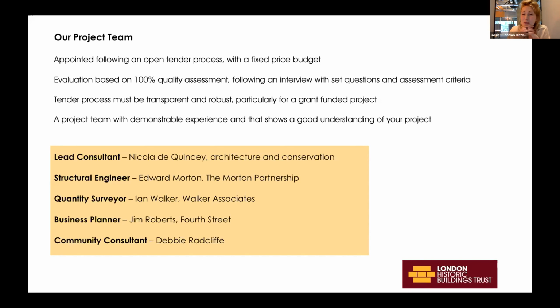And then, you want a project team that's got demonstrable experience and that shows a really good understanding of your project when they respond to your tender. So asking for them to submit their methodology, for example, can be a good way of understanding how much they've grasped from the brief you've given them.